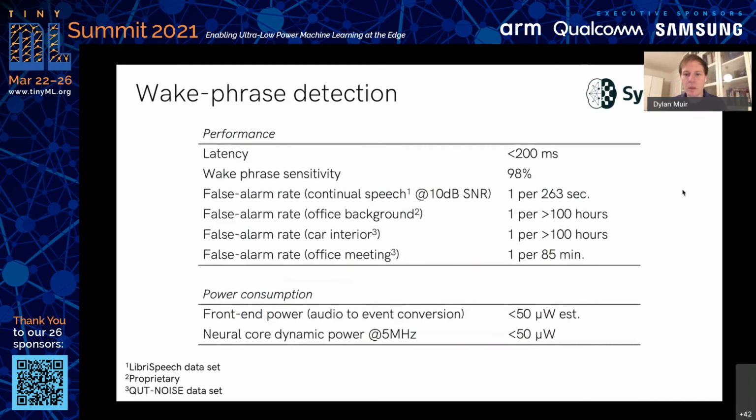And the power consumption, so the front end audio is an estimation around 50 microwatts. The neural core is a measurement on our hardware that we're bringing up at the moment, and that's also less than 50 microwatts.